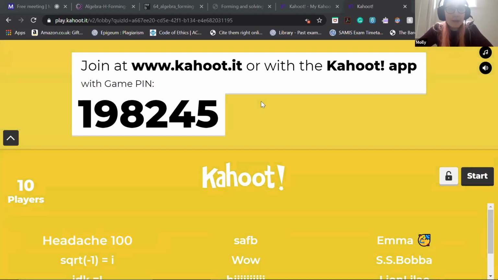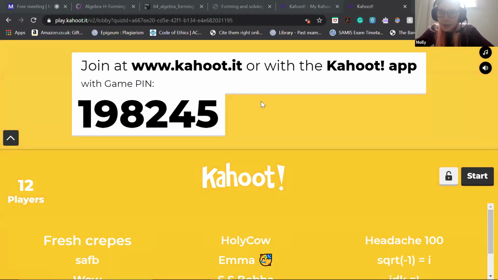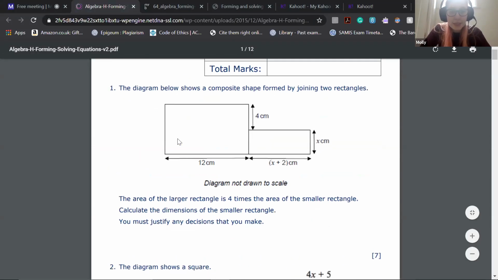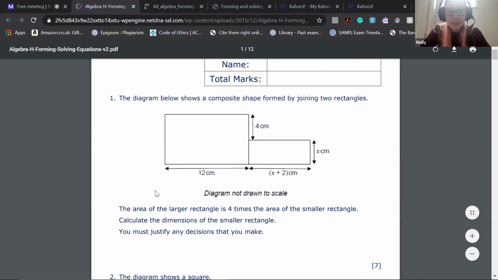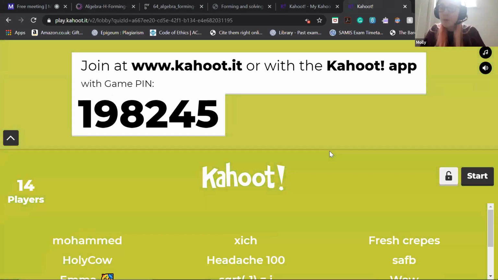Today's topic, forming and solving equations, involves a lot of seeing diagrams, especially with geometry. We'll go over this question in the lesson, where you've got some x's and you're given some information. You've got to work out what equation to form and then solve that equation to find something. I think some of these are quite interesting.